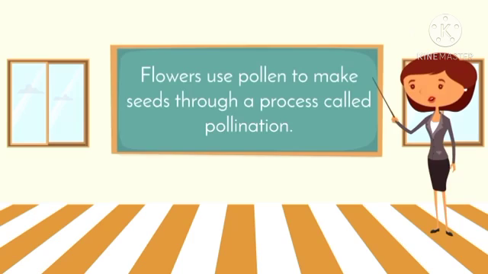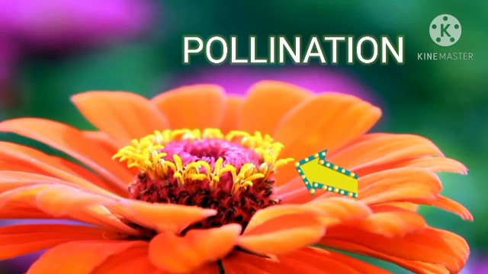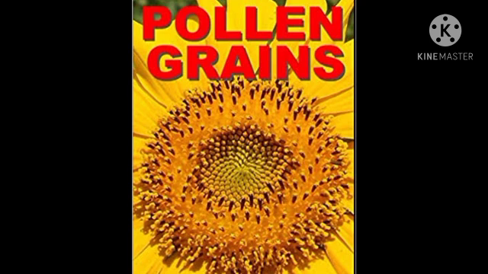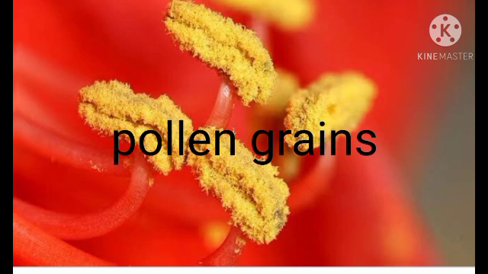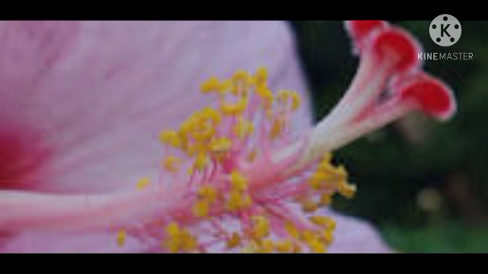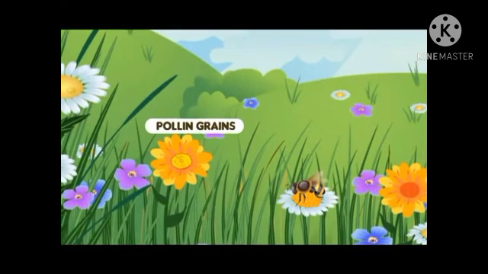Flowers use pollen to make seeds through a process called pollination. What is pollination? Now we are going to learn about pollination. See, the tiny little particles are pollen grains produced by anther. And what do the pollen grains do? The pollen grains help these flowers to reproduce and give birth to baby plants.